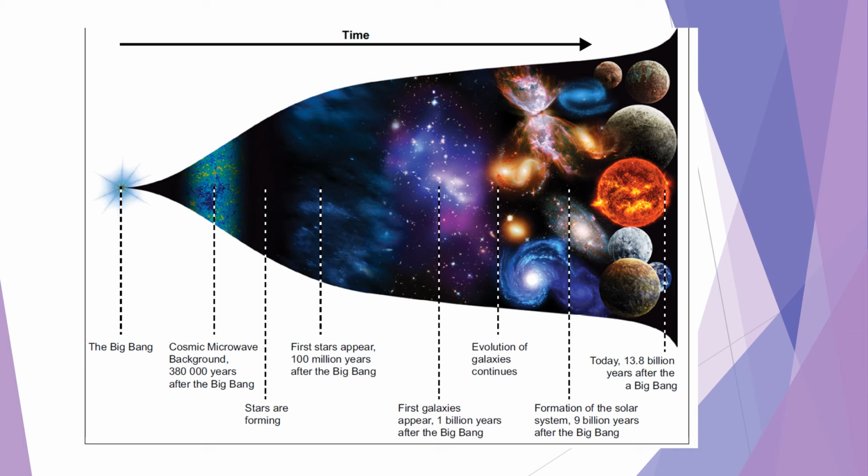Okay, so this is just a diagram here to show the theory of the Big Bang. On the left here we have the Big Bang, and then as time goes on, we'll see different things happening in space. Stars are forming, first stars appear 100 million years after the Big Bang. Eventually, first galaxies appear 1 billion years after the Big Bang. Evolution of galaxies continues, and then eventually our solar system forms 9 billion years later. And then here we are today, 13.8 billion years after the Big Bang.